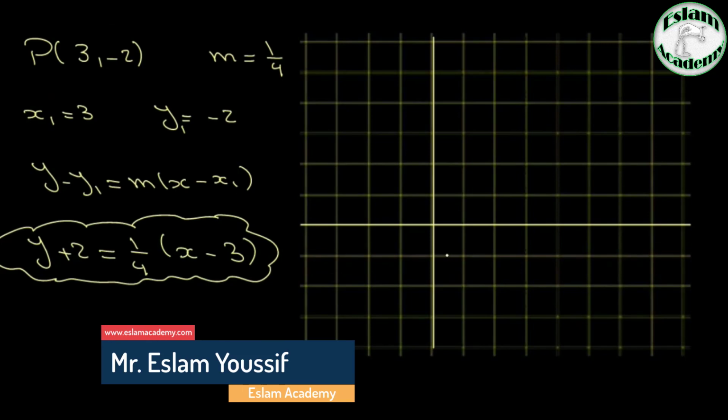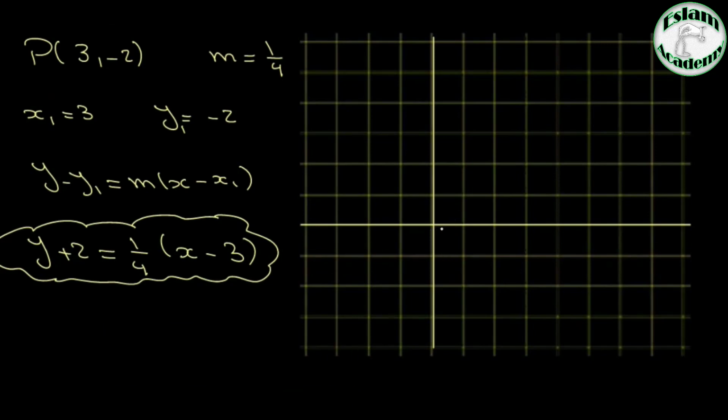Now we need to graph. We will start from the point that we have, which is (3, -2). That's the place of the point. To graph the second point, we'll use the slope. The slope is 1/4, which means going up 1 unit, then going to the right 4 units. So it'll be 1, 2, 3, and 4. So that's the second point.